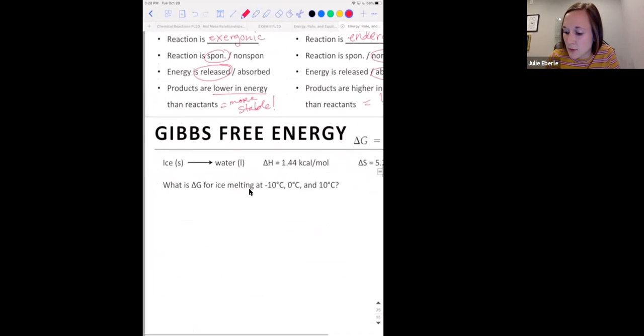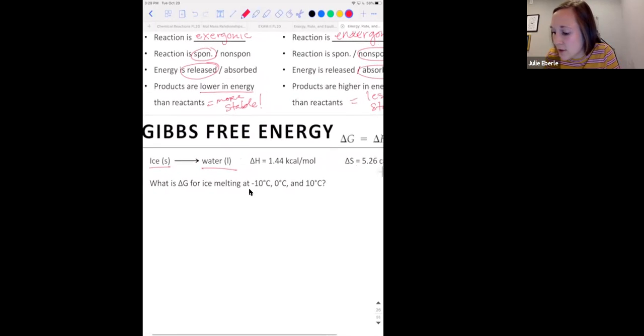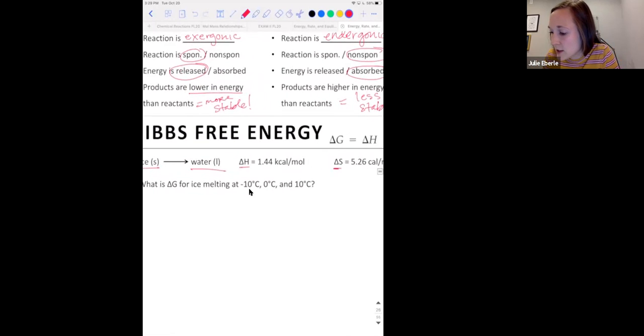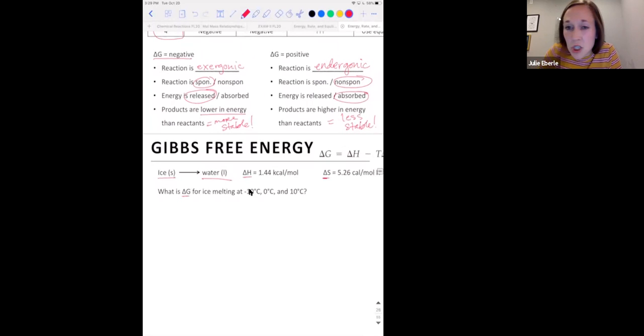So that's our process. We have ice making liquid water. And we're given two values. We're given our delta H and we're given our delta S. Now, we want to know what is delta G at 3 different temperatures. What is delta G for this process of ice melting at negative 10 degrees Celsius, 0 degrees Celsius, and 10 degrees Celsius? So all we're going to do is plug numbers in. We're going to calculate delta G.